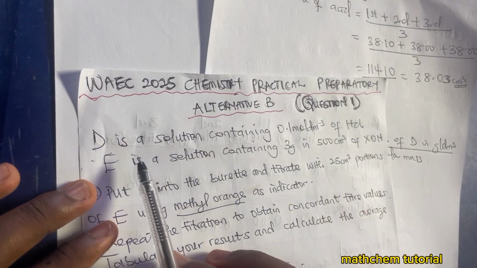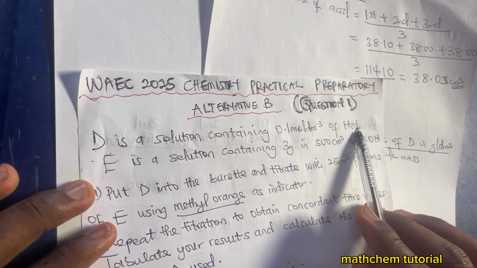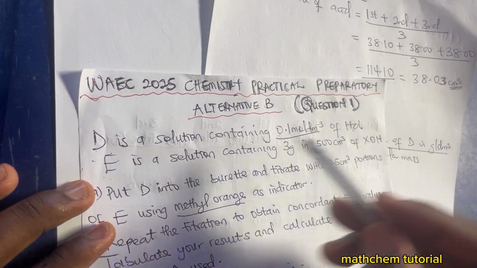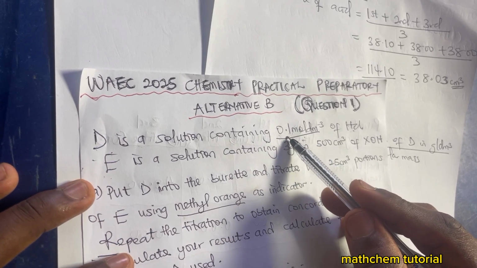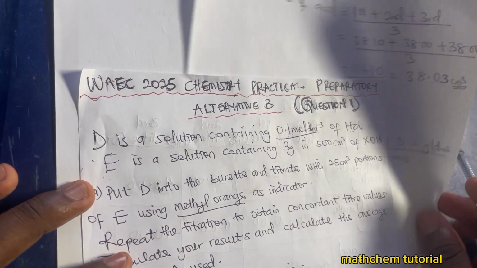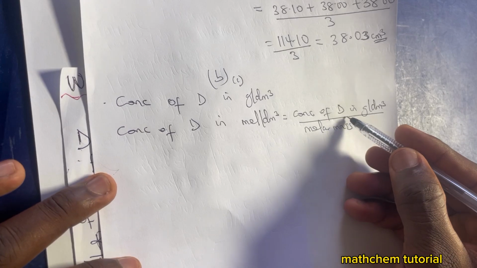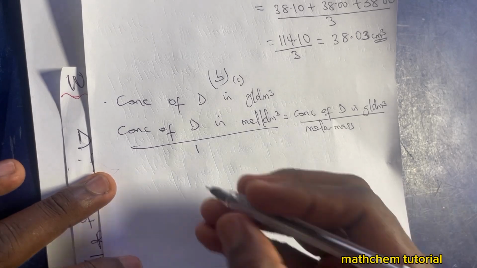From this question, we are given D is a solution containing 0.10 mole per dm cube of HCl. Imagine that this is the concentration of D. D is HCl in mole per dm cube. So I know my concentration of D in mole per dm cube is 0.1. I'm looking for concentration in gram per dm cube, right? So I can cross multiply. I can put over 1 here.